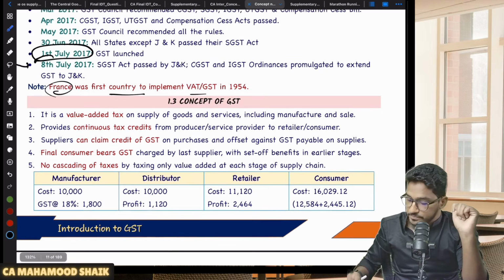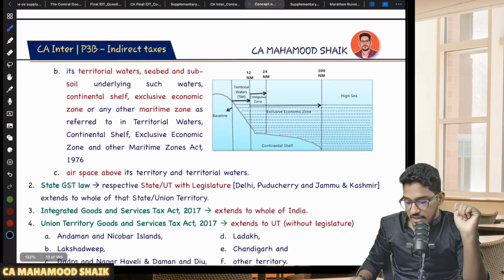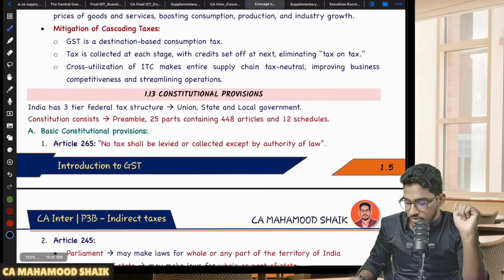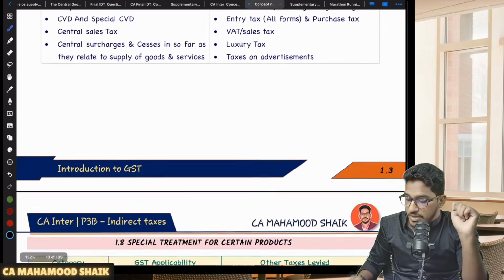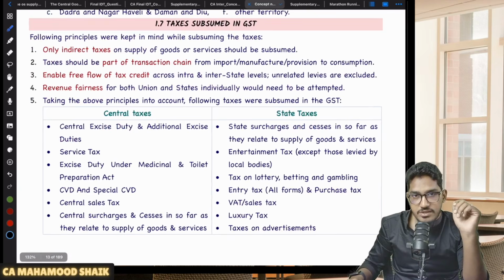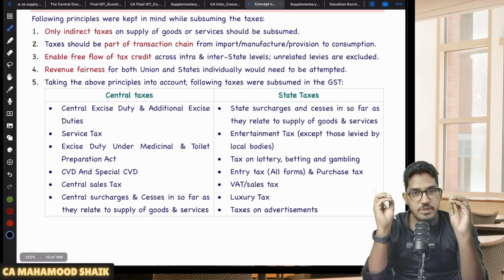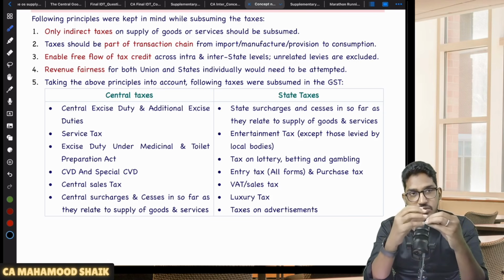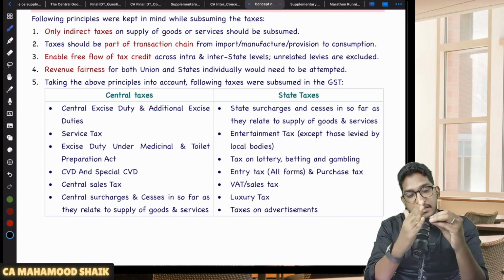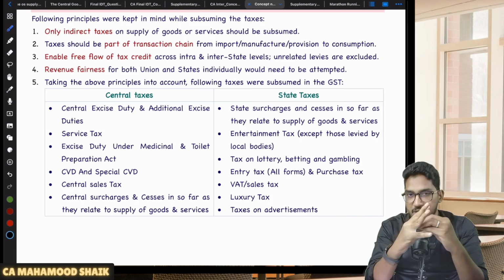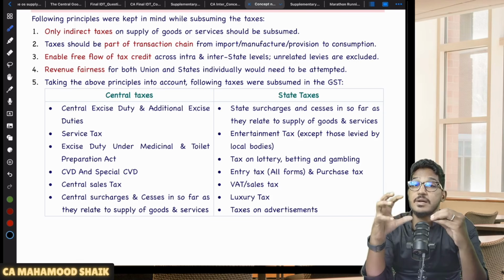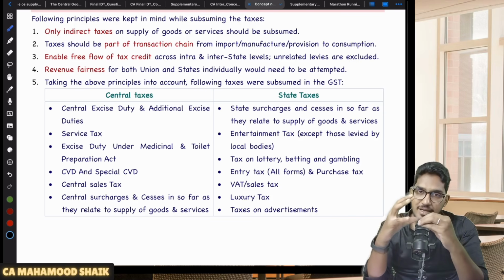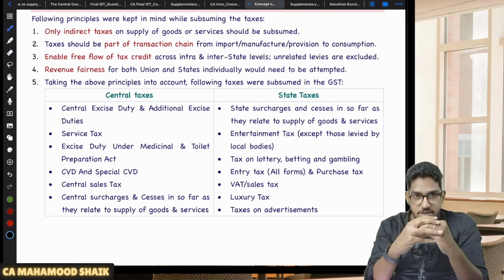Sir, you are telling us earlier there were so many indirect tax laws, and now all those indirect tax laws are replaced by one single thing called GST. What are all those taxes which have been taken into GST? Earlier there were numerous indirect tax laws. GST has replaced many of the existing indirect tax laws. This is what we call subsuming. All those indirect tax laws were absorbed, or subsumed, into GST.